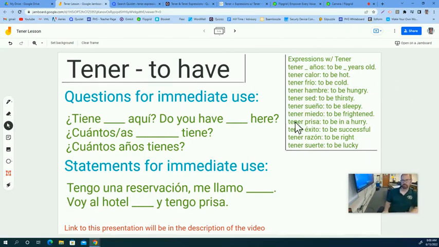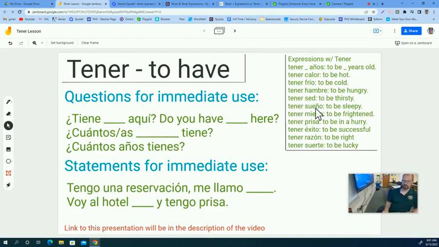Over here on the right, we have some expressions with tener. I'll go through them really quick. You change tener into its different forms to assign it to somebody, conjugate it basically, which we'll look at in just a second. But those expressions are tener a number of años is how old you are. Tener calor is, you're hot. Tener frío, you're cold. Tener hambre, you're hungry. Tener sed, you're thirsty. Careful with the pronunciation of this, by the way, too, because the word hombre means man. Hambre is like hunger, so don't get those two confused.